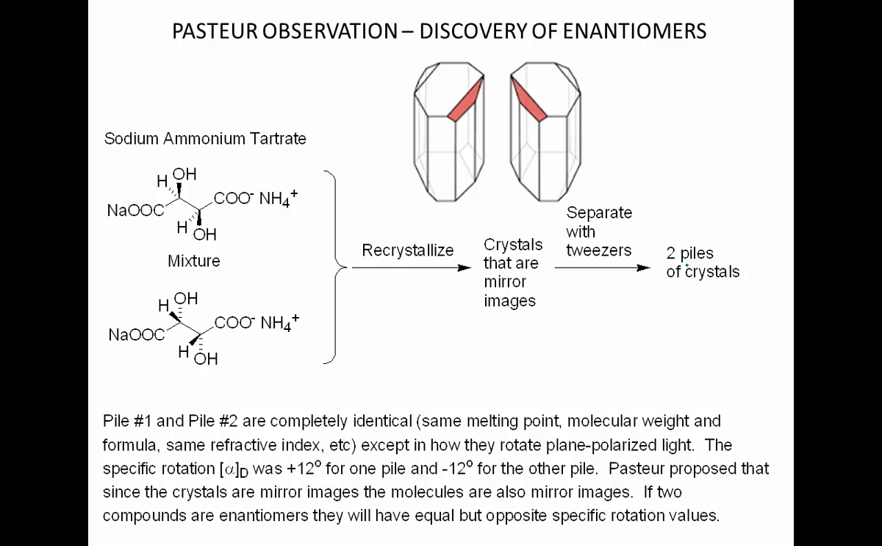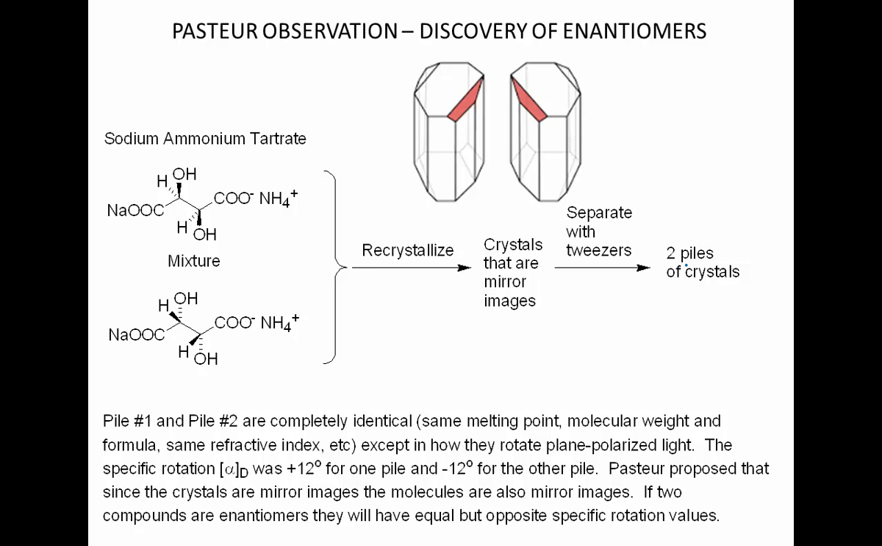And he took pile 1 and pile 2 and noticed that they were almost identical in every one of their properties except their specific rotation. One of them was plus 12 degrees and the other pile was minus 12 degrees. Okay, Pasteur hypothesized that since the crystals were mirror images, the molecules making up the crystals were also mirror images. It turns out that that somewhat naive hypothesis actually turned out to be correct.